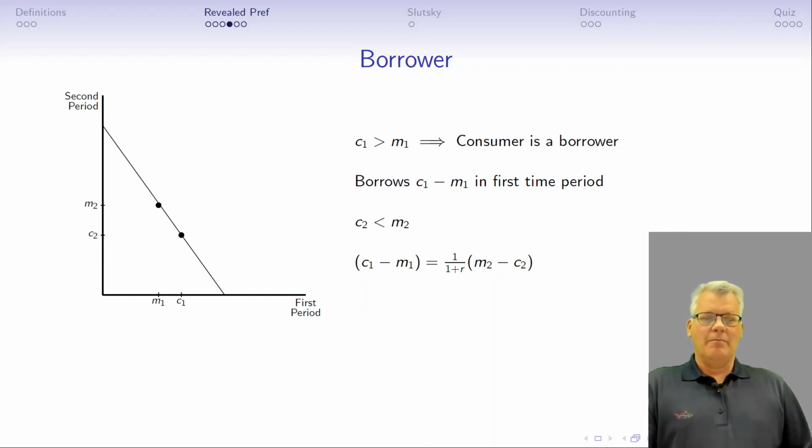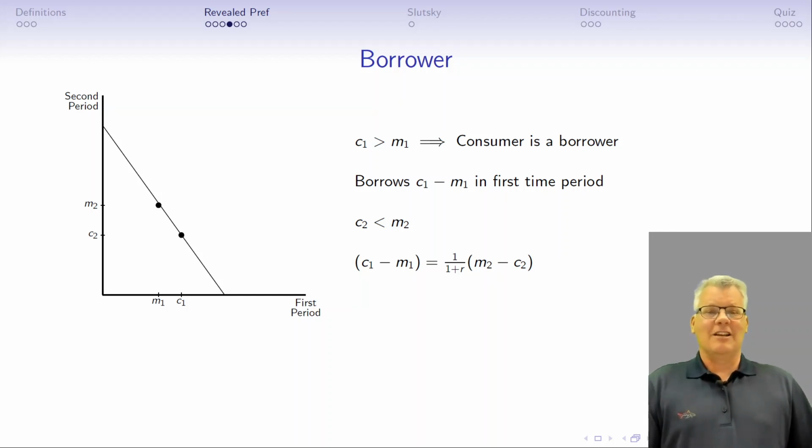So C1 minus M1 is the excess consumption over income in time period 1. That is equal to the discounted amount of unspent time period 2 earnings. Right? So M2 minus C2 is what the consumer doesn't spend in time period 2, then that's discounted to the present. So that is the amount of borrowed funds that are available to the consumer to fund excess consumption in time period 1.